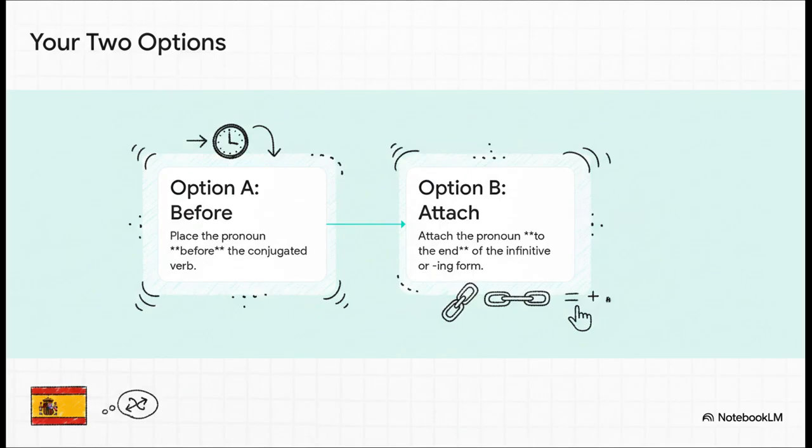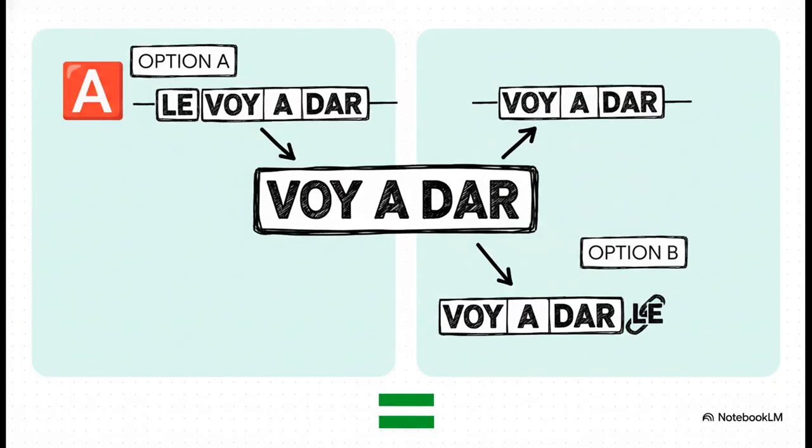You can either stick to the golden rule and put the pronoun before the first verb, or you can glue it right onto the end of the second verb. Let's use voy a dar, I'm going to give, as our example. Option A is just our golden rule, le voy a dar. The pronoun le is chilling out before the conjugated verb voy. Easy. But option B is to attach it right to the end of dar, making it one word, voy a darle. And the best part? Both are 100% correct. They mean the exact same thing. It's totally your call.